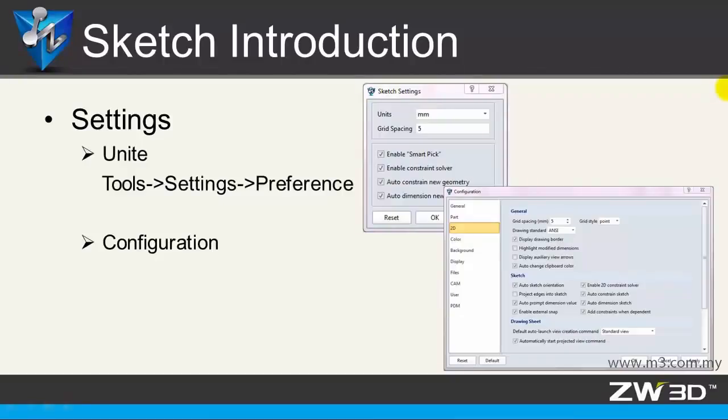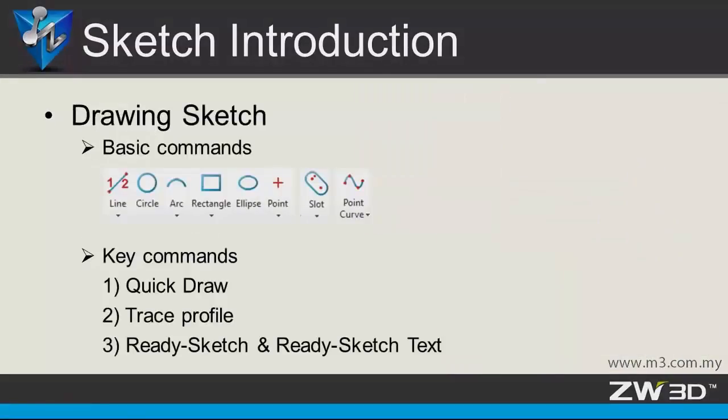First, settings. Open the software. Choose the tab Tools, find Settings column and click Preference. In this dialog, you can set the sketch unit as mm. Some general parameters could be set in configuration if you would like to customize them.